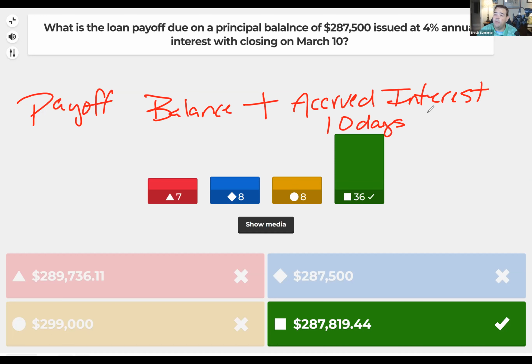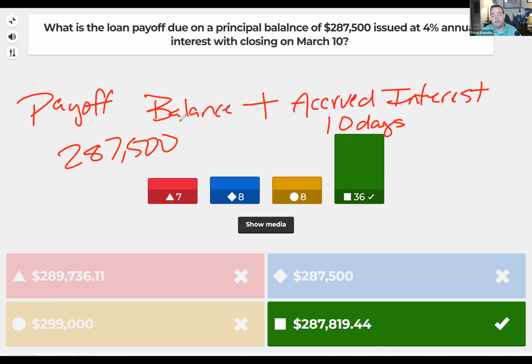Joseph said he stayed in the month but forgot to add the principal. Your lender's not going to be very happy about that, Joseph. They want their $287,500. They don't want just the interest. They want the $287,500 as well. It's both. So the payoff balance we know is $287,500.